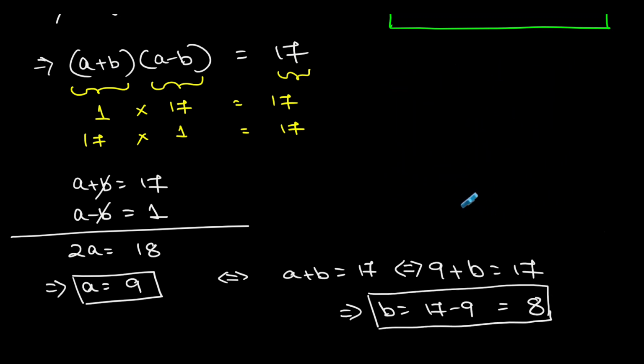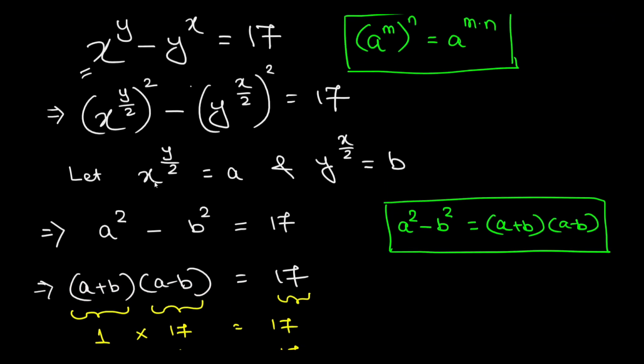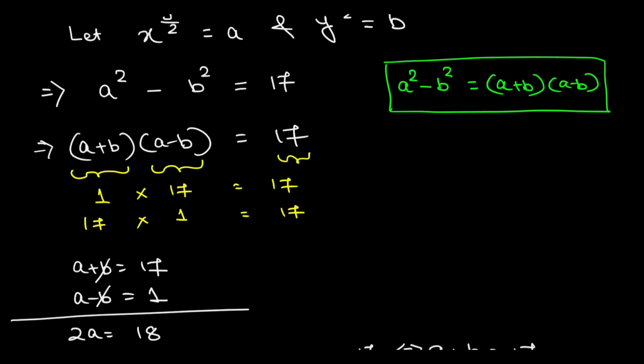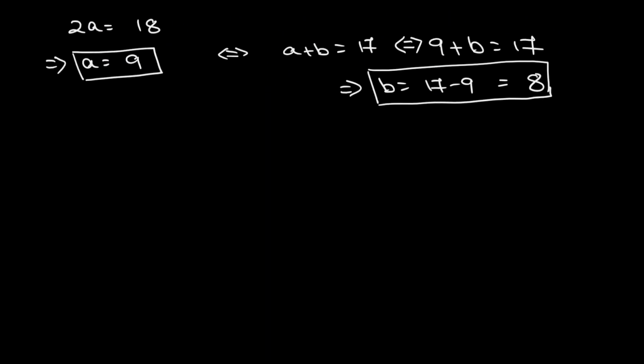We have already assumed the value of a is x to the power y by 2 and the value of b is y to the power x by 2. Let's put this value in place of a and b. So we can write it as x to the power y divided by 2 is equal to 9 and y to the power x divided by 2 is equal to 8.